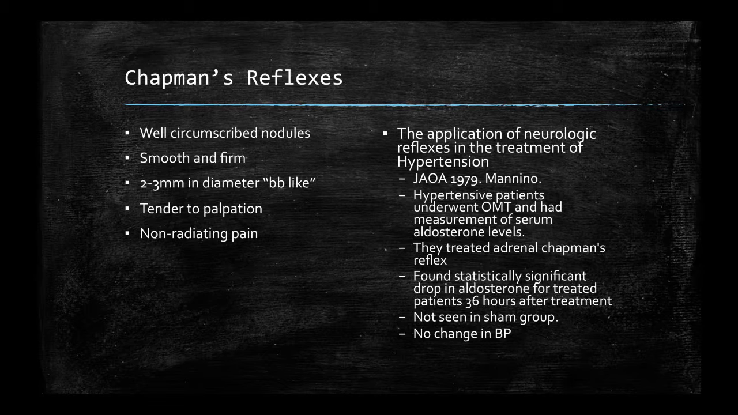And research into the efficacy of Chapman's reflexes is somewhat limited, but a study by Menino, D.O., studied hypertensive patients and reported in the JAOA back in the December 1979 issue that a 15 millimeter of mercury decrease in systolic and 8 millimeter of mercury decrease in diastolic blood pressure, as well as decreased serum aldosterone levels, was found 36 hours following a Chapman's reflex treatment.